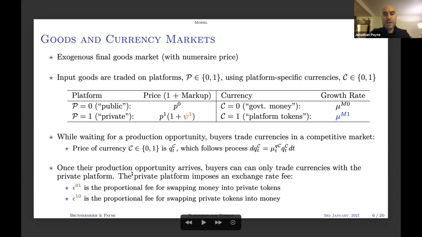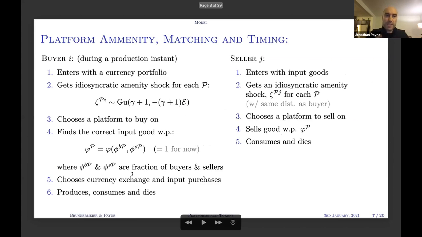Okay. So the final part of the environment we need to think about is the timing when these buyers and sellers go to a platform and try to match and trade. Okay. So we'll talk it through, first of all, from the buyer's point of view over here on the left.